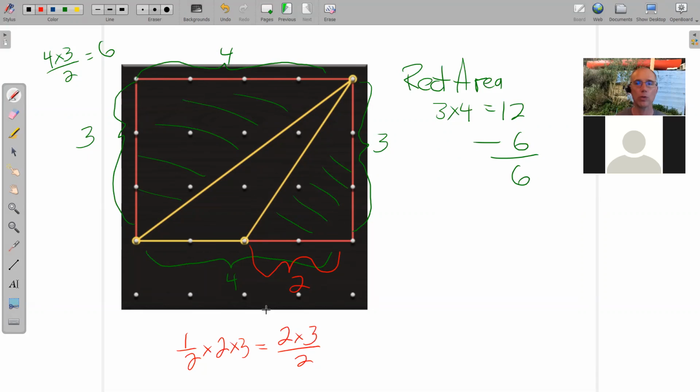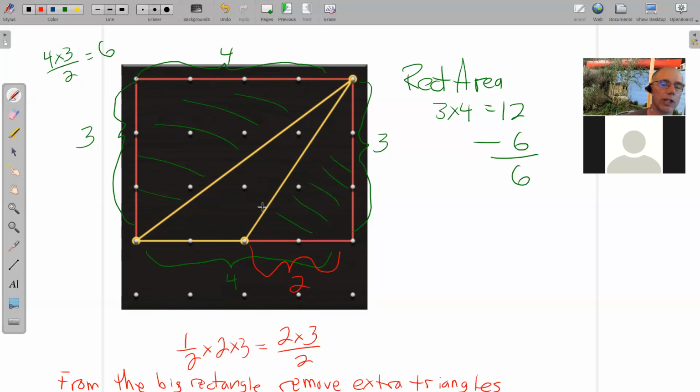So I'm just going to make a note here. Let's see, at the bottom, from the big rectangle. So this is kind of the composition decomposition routine. We want to remove the extra triangles. And that'll allow us to discover the area of the triangle I want right here.